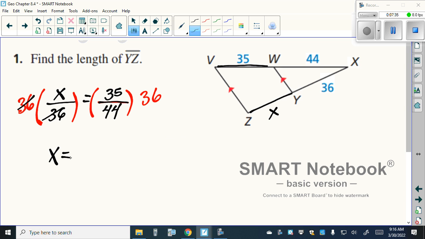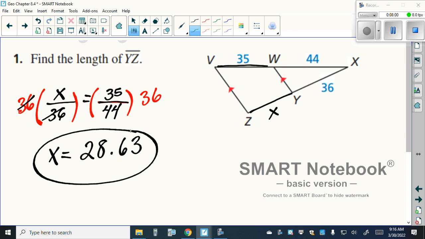2, 18. Because I feel like that should give us a whole number, but what do we get? X over 36 is equal to 35 over 44. And that there would be our answer. 35 over 44 reduces to 35 over 44. Yep.